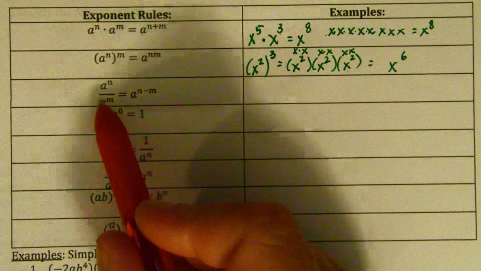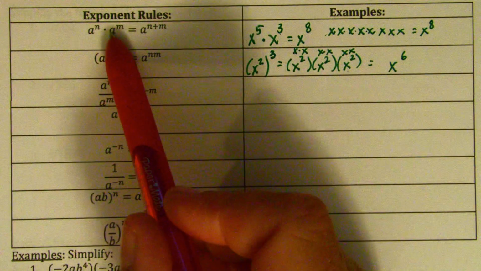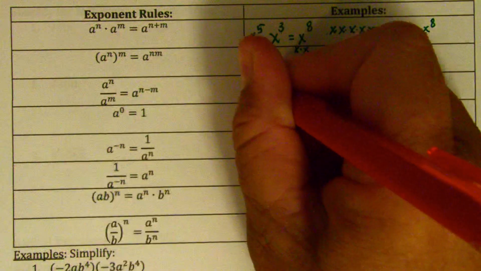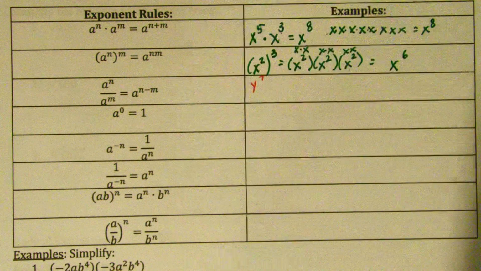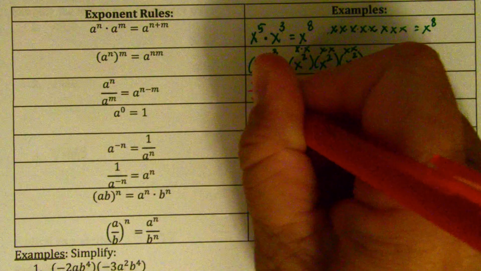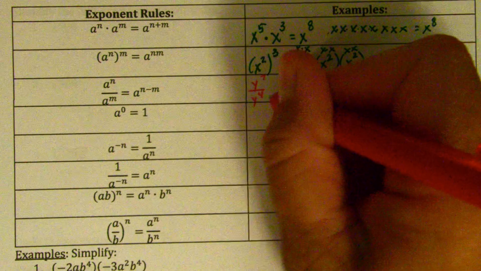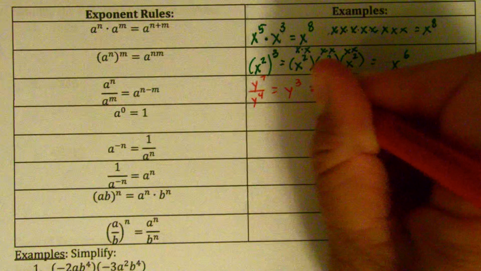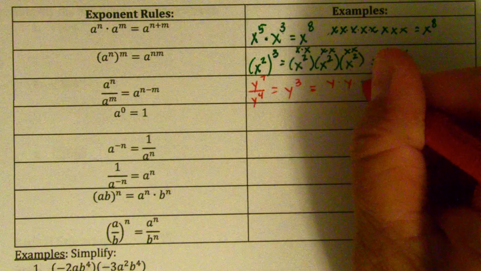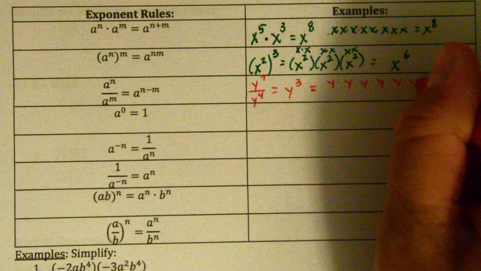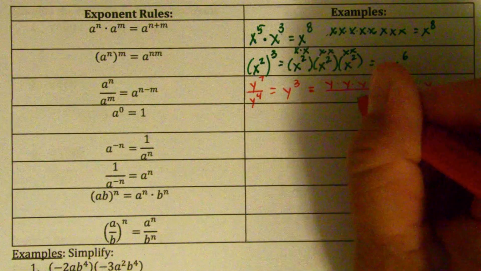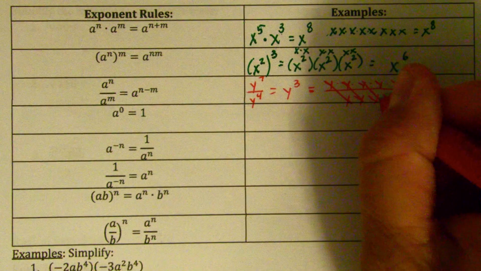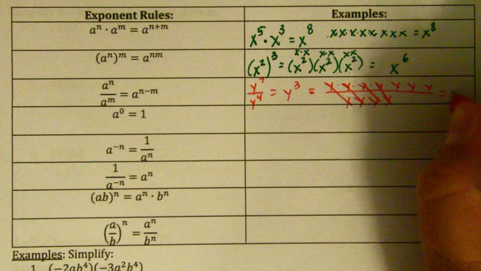The next one here is division, and it works really similarly to the multiplication. Here we add the exponents, here we subtract them. So if I have y to the 7th power over y to the 4th power, 7 minus 4 is 3. The way you work that out is y to the 7th is 7 y's and 4 y's on the bottom. 4 of those cancel out, and we're left with 3 on top.